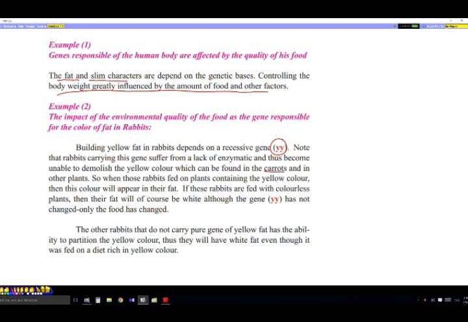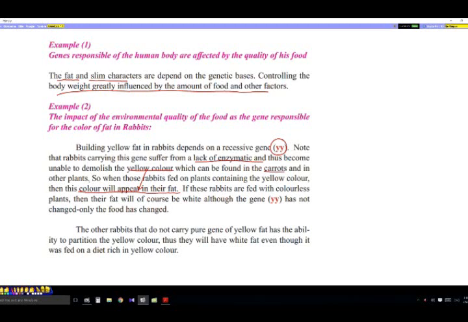They are unable to break down the yellow color in food which they eat, like in carrots or other plants. So when those rabbits feed on plants containing yellow color, the color will appear in their fat. Why? Because they have no enzymatic reaction to break down this color. If the rabbit is fed colorless plants like white cabbage, then their fat will of course be white, although the gene y small has not changed, only the food has changed.